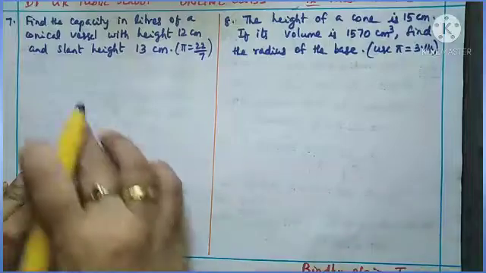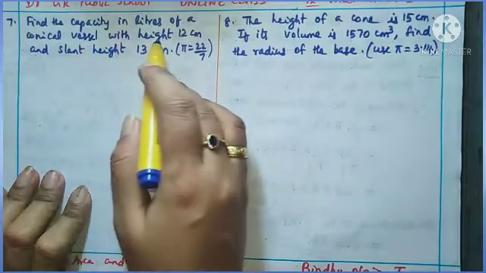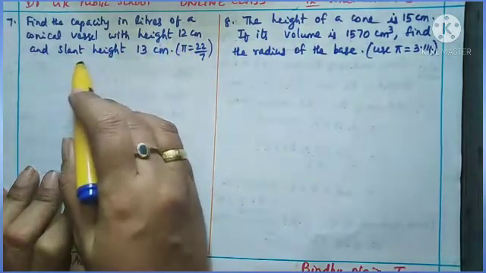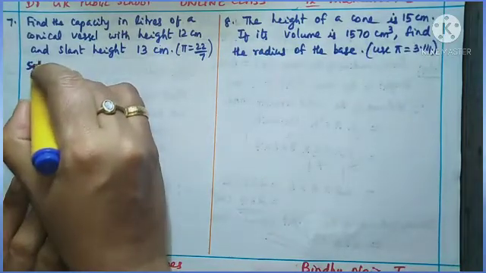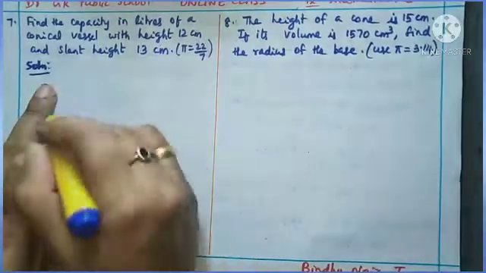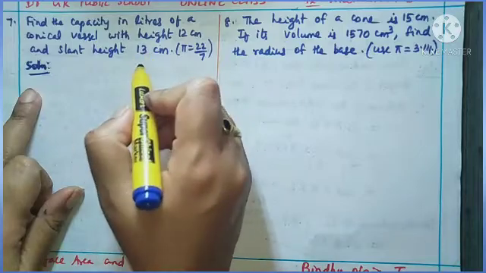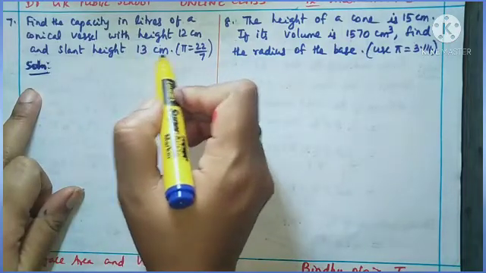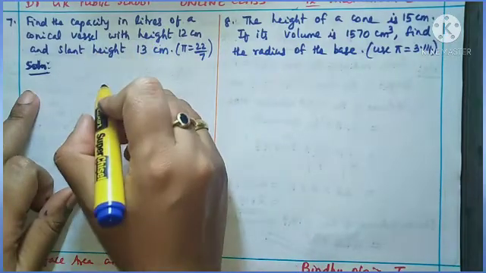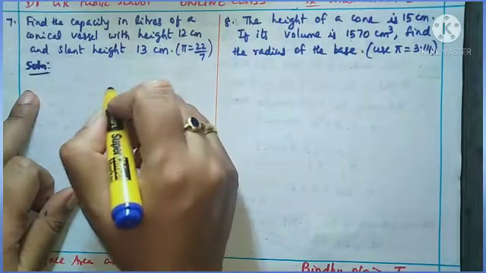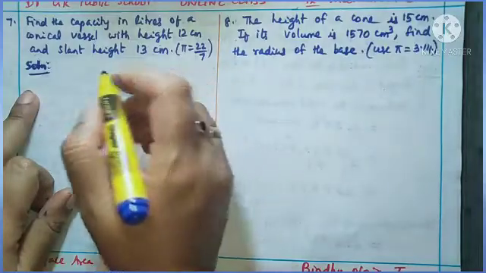Now you are having a similar type of problem. Find the capacity in liters of a conical vessel with height 12 centimeter and slant height 13 centimeter. The problem is similar to the previous one, so we can do it fast. In the previous problem, radius and slant height were given and we found h using the formula. Here height and slant height are given, so we need to find the radius using the same relation. What is the relation? L square equals r square plus h square.